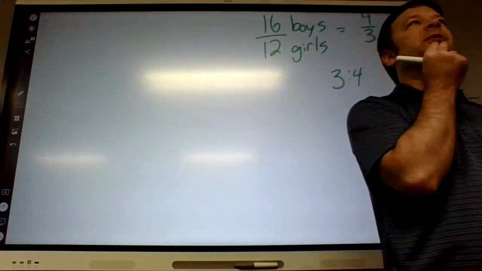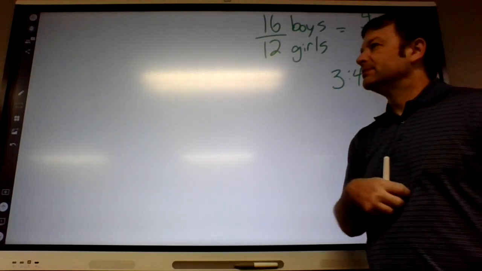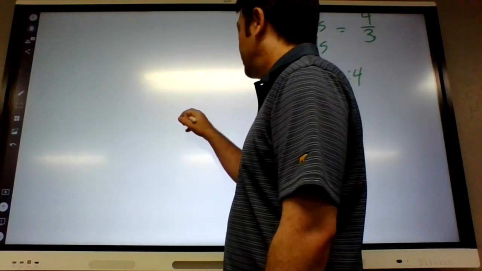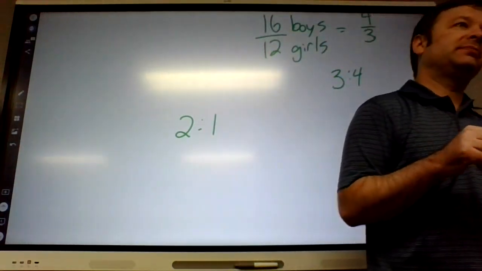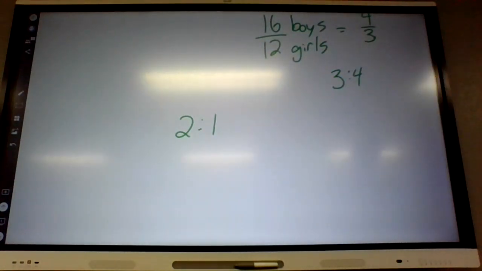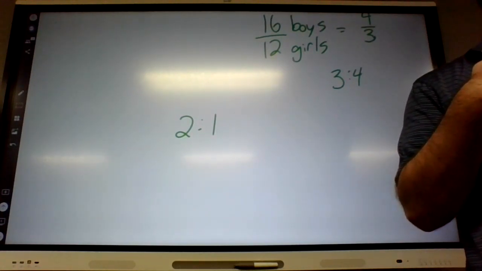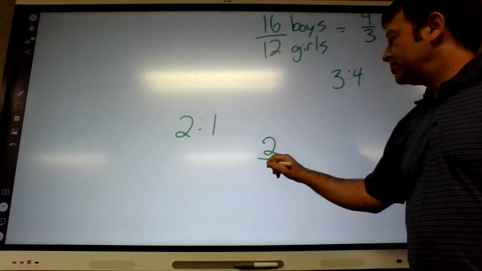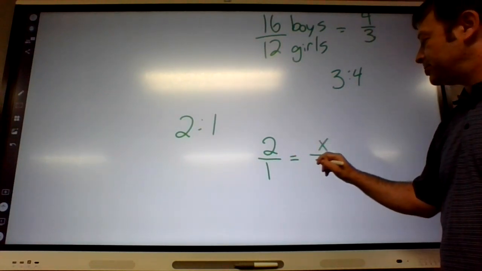What's a common ratio? Let me think. Let's say at the football game, we scored 2 to 1 compared to the other team. If the other team scored 12 points, how many points did we score? 24. So here's how you would write that. This is called a proportion. 2 to 1 equals how many to 12?